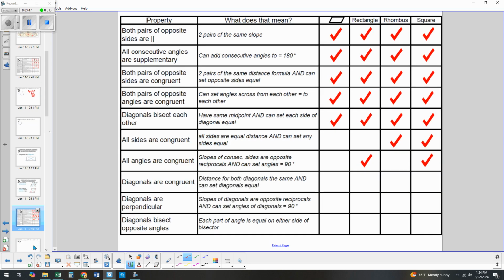So that means we can add a few more checks to our chart. Diagonals are congruent. We just said that is true in a rectangle and a square. Diagonals are perpendicular was true in a rhombus and a square, and they bisect the opposite angles in a rhombus and a square.